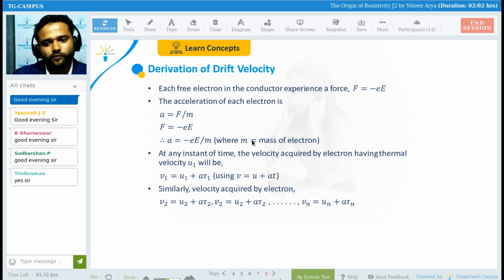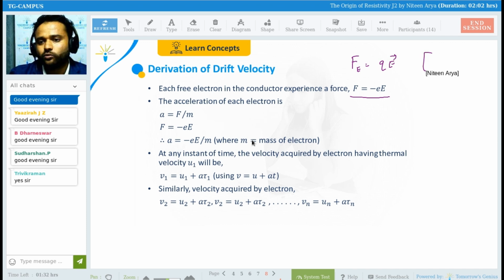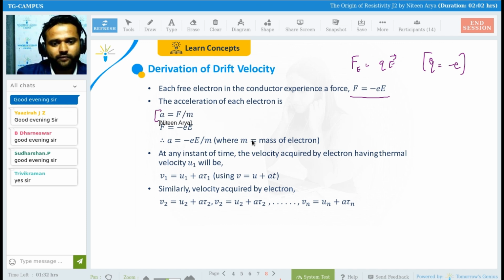Each free electron in the conductor experiences a force, which is the electrostatic force. The moment we apply an electric field or a potential, because of this electric field, the electrostatic force on each particular electron is minus eE. Here q is minus e, the charge on an electron, as simple as that. The acceleration of each electron is a equals F by m, as we know.